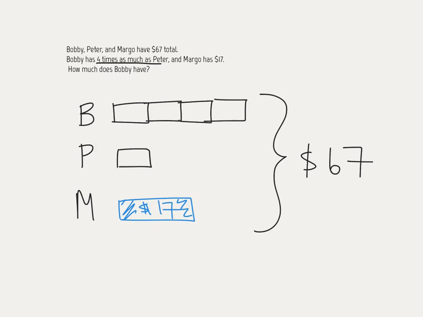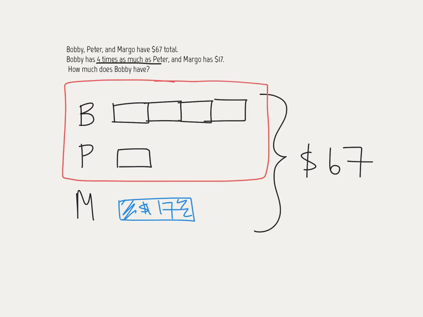So the place where we want to start is we know that Margot has 17, and it would be helpful to know how much is left for this portion of our model up here. So if Margot has 17, then we can subtract 17 from 67 to find out how much goes in this red portion. So this red portion over here that I've boxed in is worth $50 because the 67 minus the 17 gives us 50.